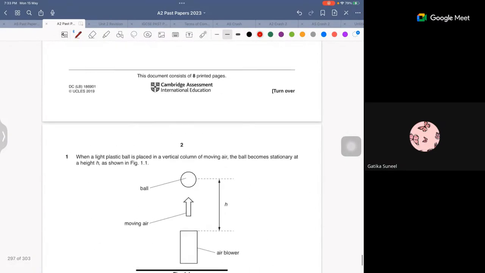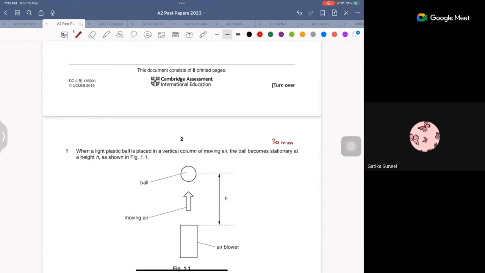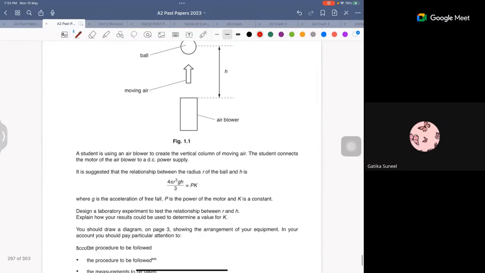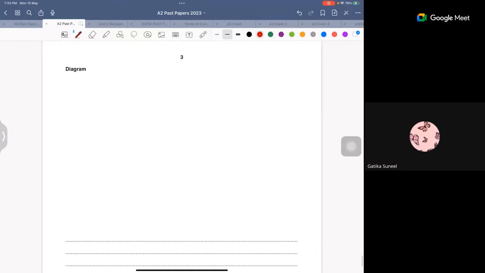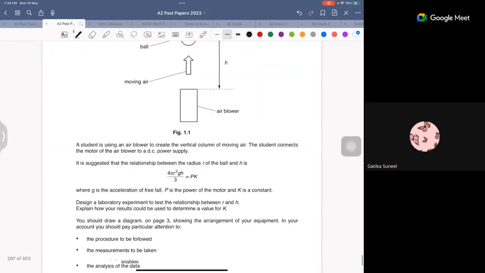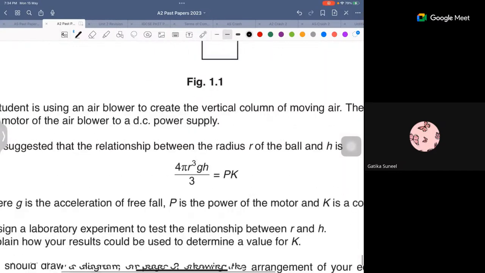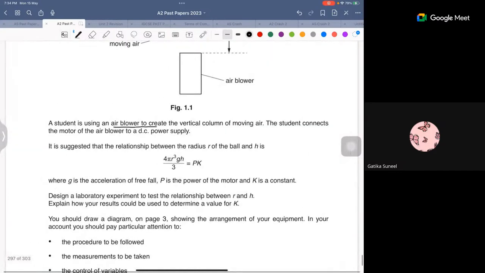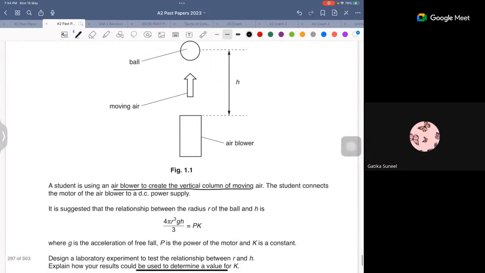Ideally question number one should be done in 30 minutes because it's pretty simple. Now, some people draw very extensive drawings. For drawing, I just want to tell you, your drawing should be number one, neat, labeled, and should make sense. All right, should make sense. For example, let's see what they've given. They say a student, using an air blower, creates a vertical column of moving air. The student connects the motor of the air blower to a DC power supply.